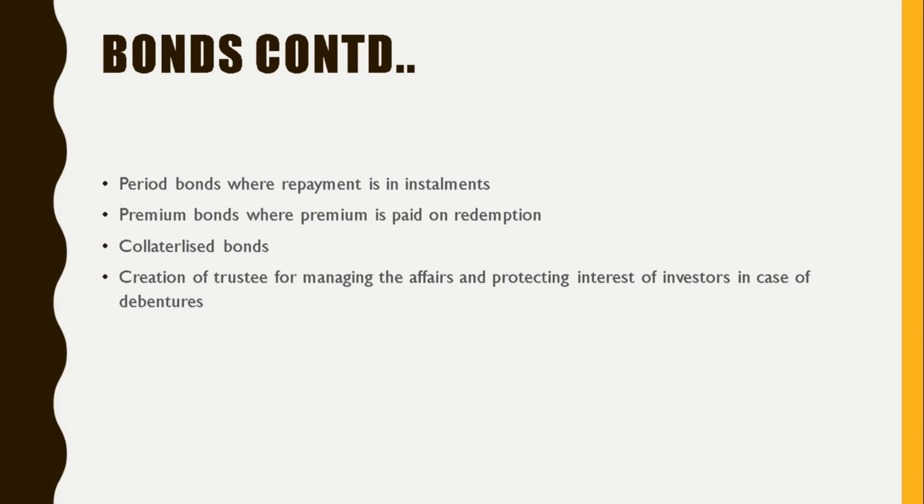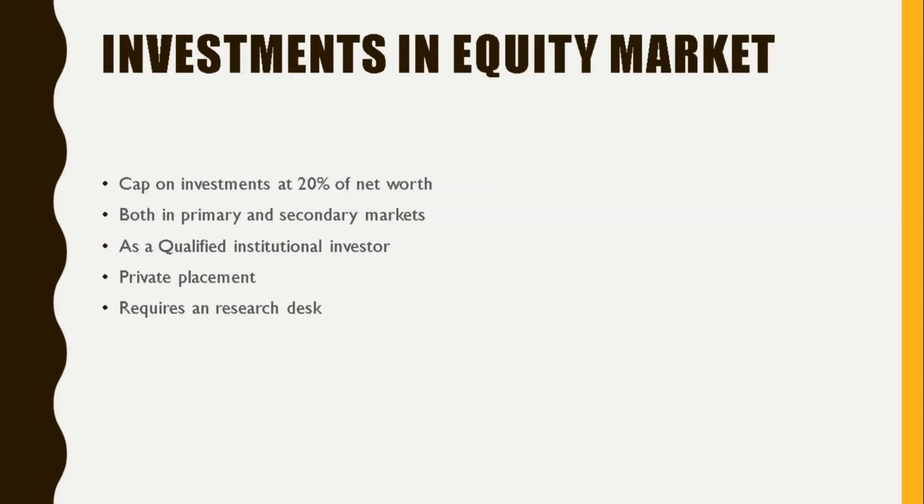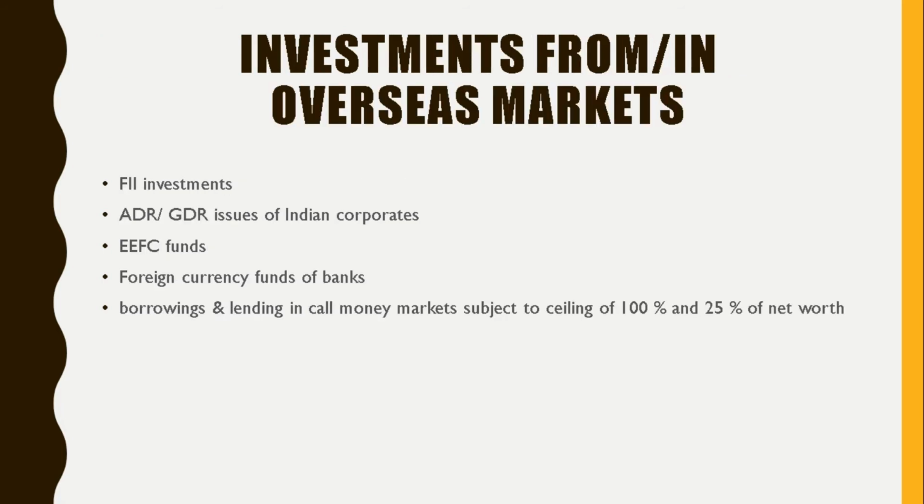Now, there are bonds where repayment is in installments, premium bonds where premium is paid on redemption, and collateralized bonds, with creation of a trustee for managing the affairs and protecting the interest of investors in case of debentures. Now, investment in the equity market: cap on investment at 20% of the net worth, both in primary and secondary markets as a qualified institutional investor. Private placement requires a research desk.